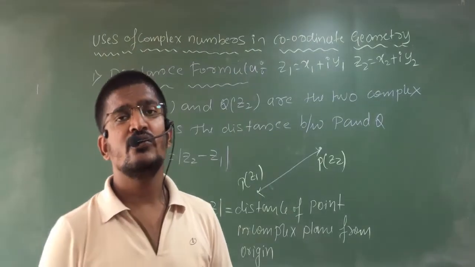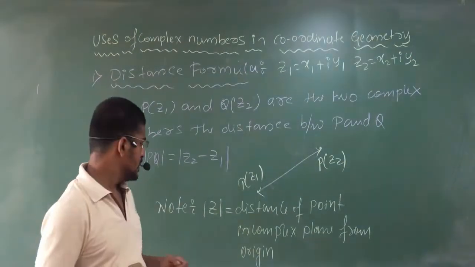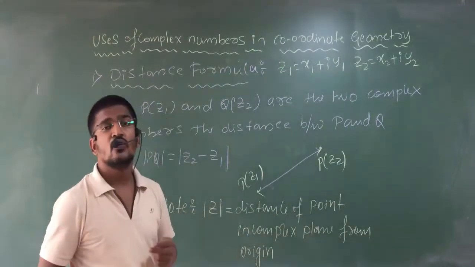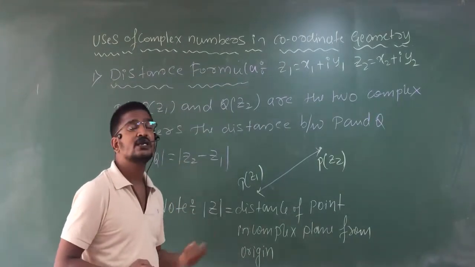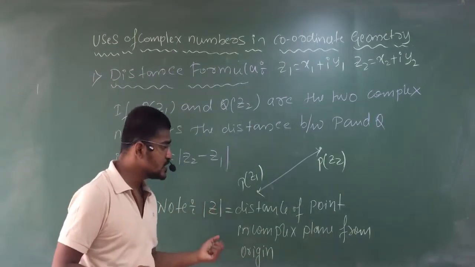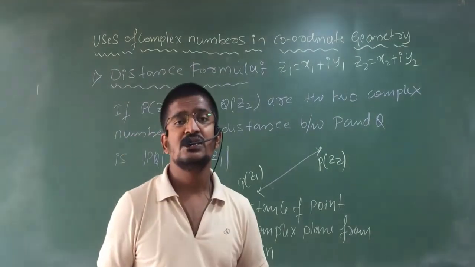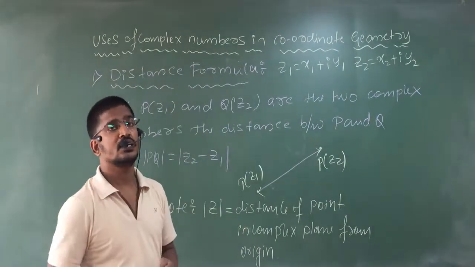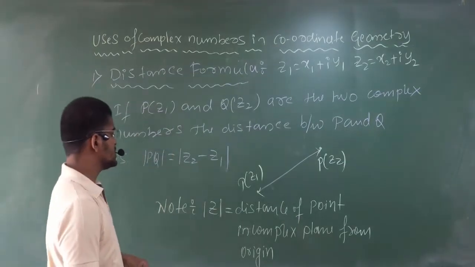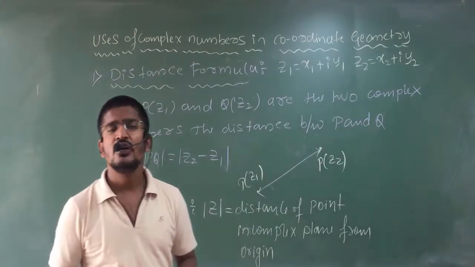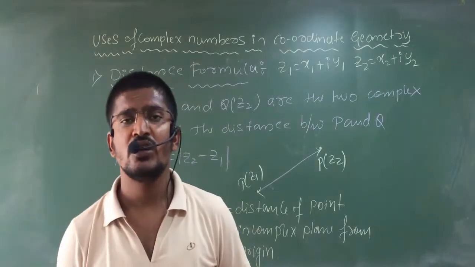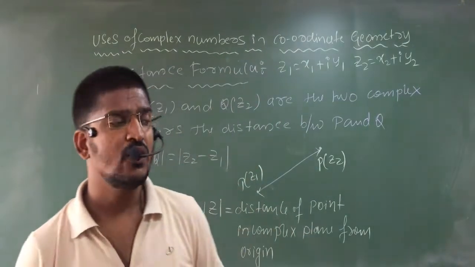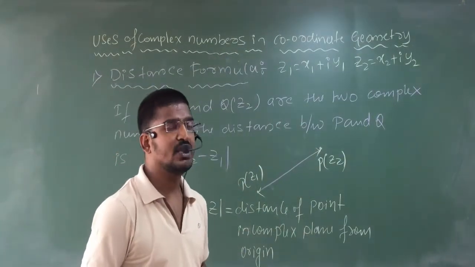Whenever you are going to calculate mod Z, only mod Z, not mod Z2 minus Z1, that will be the distance of that particular complex number from origin. That means mod Z is nothing but the distance of complex number from origin. Clear, students?